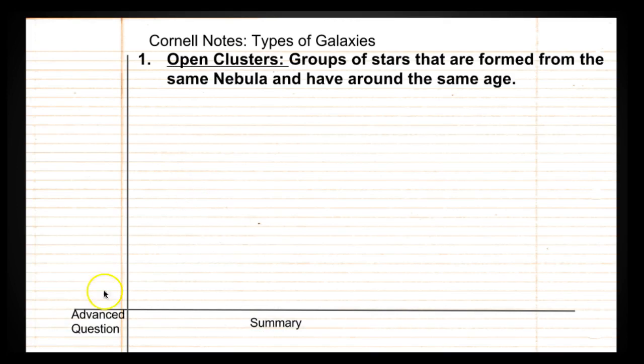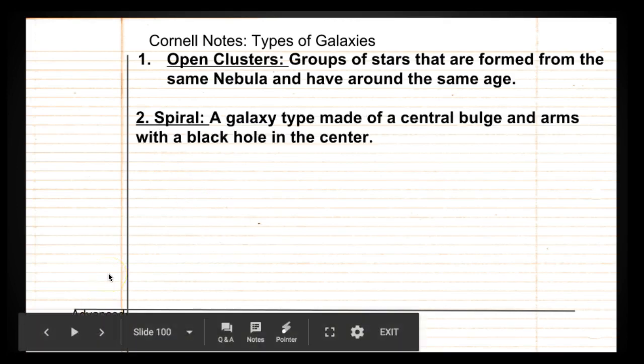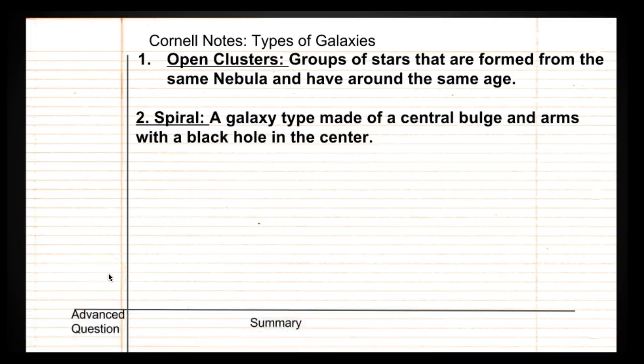Okay, moving on. Number 2 is a spiral galaxy. There's 3 types of galaxy possible, 3 major categories. And a spiral galaxy is a galaxy made of a center bulge, that means it's thick in the middle, and arms that are thinner, and usually there's a black hole in the center, like the Milky Way, which is our spiral galaxy.